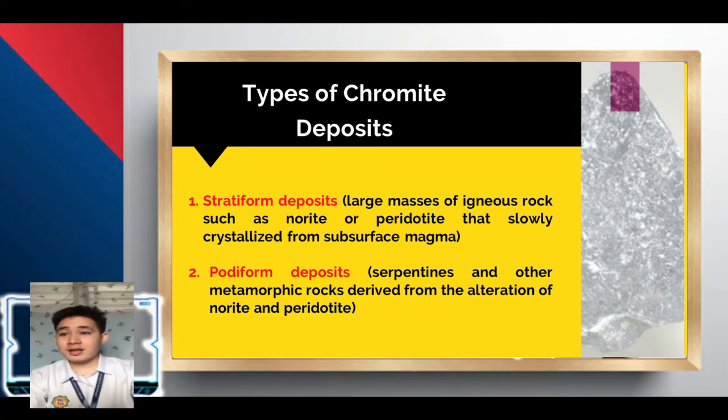The first discoveries of podiform chromite deposits were made near Baltimore, Maryland in the early 1800s. These deposits supplied nearly all of the world's chromite until the 1850s. These deposits were small and are no longer in production.